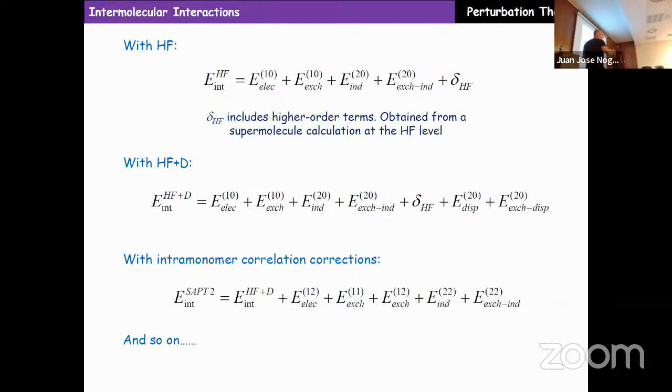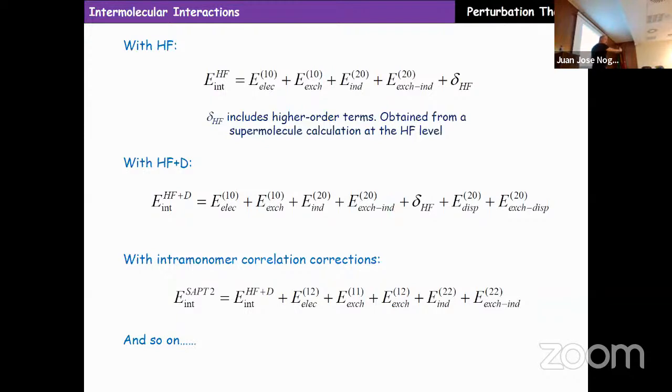All the terms of order higher than 2 are computationally very expensive. So how do we solve that? We calculate the interaction energy using the supermolecule approach, and now we subtract this interaction energy from the summation of all the terms in the perturbation scheme, except the dispersion energy. Why? Because in the supermolecule approach using Hartree-Fock, we don't have dispersion.